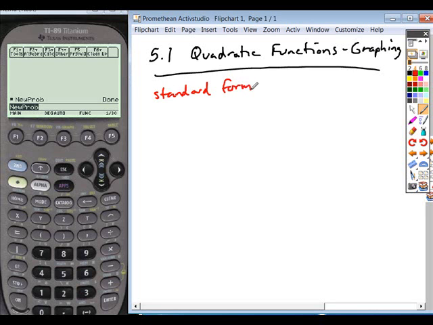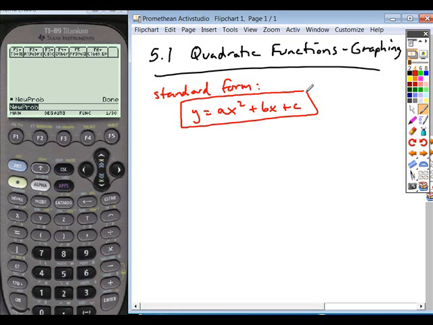Okay, so a quadratic equation, or quadratic function, written in standard form is going to look like the following. It's going to be y is equal to, and you'll write your highest powers of x reducing down to your lowest powers. Okay. So this is the standard form for a quadratic function.